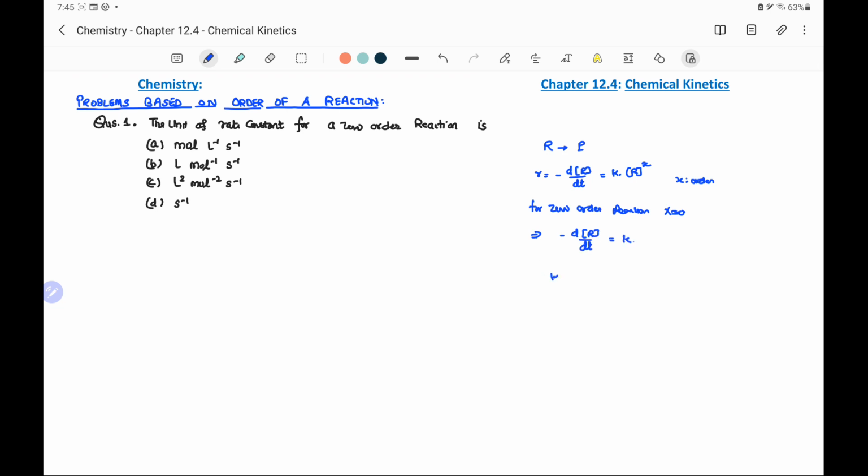Here, the unit of K will be the unit of concentration divided by time, because dR is the small change in the concentration. Concentration is taken in mole per liter and time is in second. So the unit of the rate constant for a zero order reaction is mole per liter per second. So option A is the correct option.